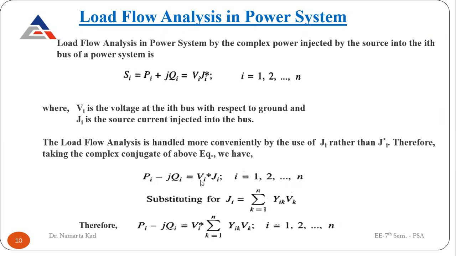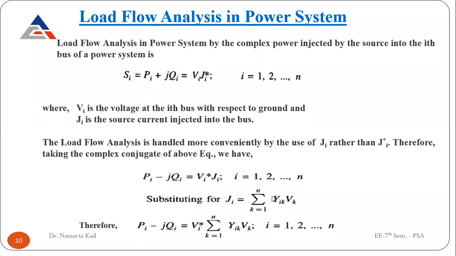Okay, and this equals VI conjugate into JI. Now this conjugate is shifted to this VI, and JI remains as the simple JI, and I varies from 1 to n. Now we know that JI is equal to the summation of YIK into VK.